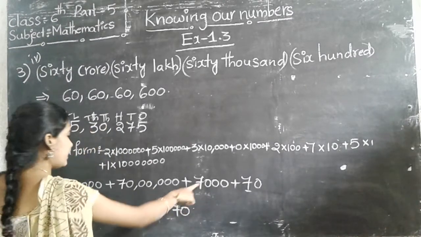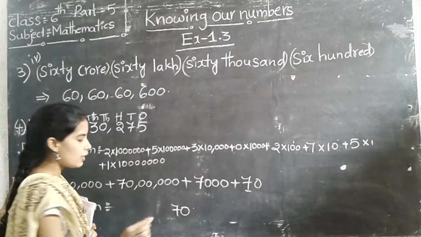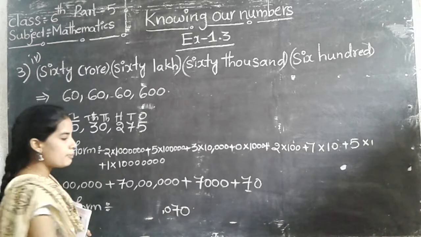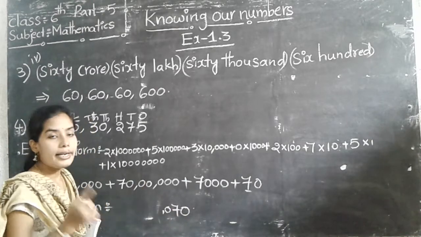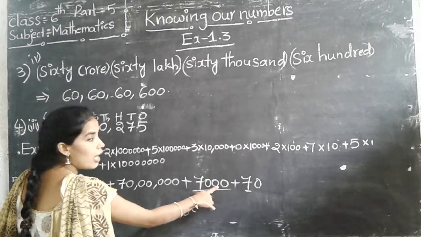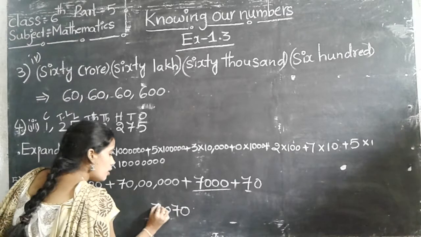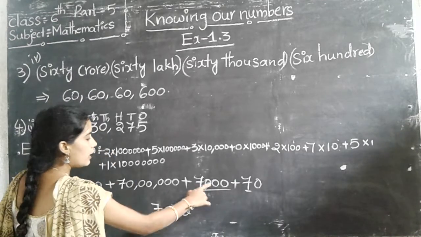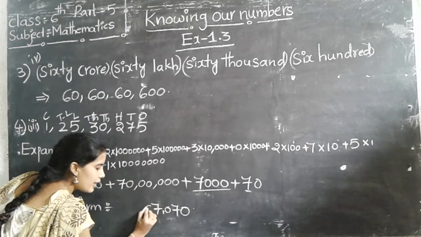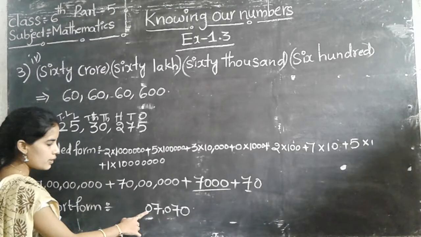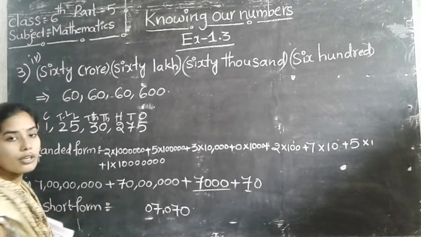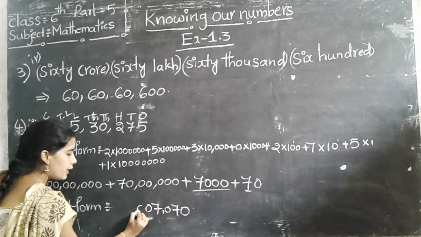Is the hundreds place there? In this number, the hundreds place is also not there. So we keep 0 in the hundreds position. Next, thousands. The thousands place is already given, 7,000. So thousands means 7. Is 10,000 there? No, so 10,000 is not there. That's why we need 0. Next, 1 lakh. Is 1 lakh there? 1 lakh is also not there, so keep 0.